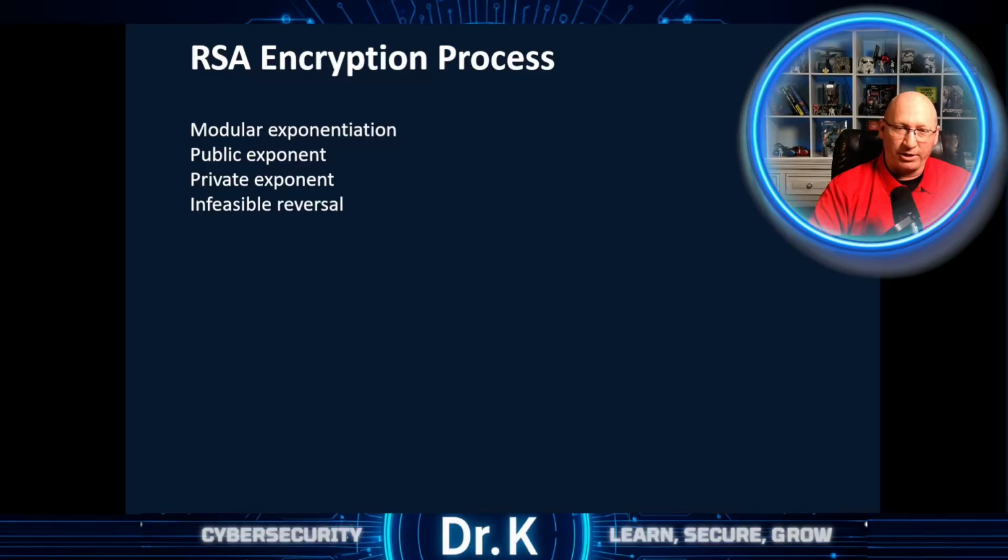RSA encryption involves modular exponentiation. A sender takes a plaintext message, converts it into a number, and raises it to a public exponent modulo the receiver's modulus. The result is ciphertext. The receiver uses a private exponent to reverse the operation. Without the private key, recovering the original message is computationally infeasible.